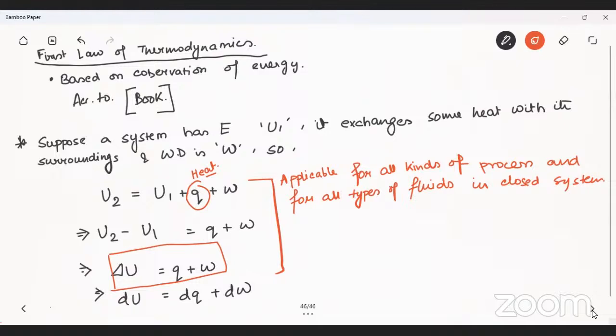Okay, so let's move to the next thing. Just suppose a question. Okay, let's do a numerical on this part.